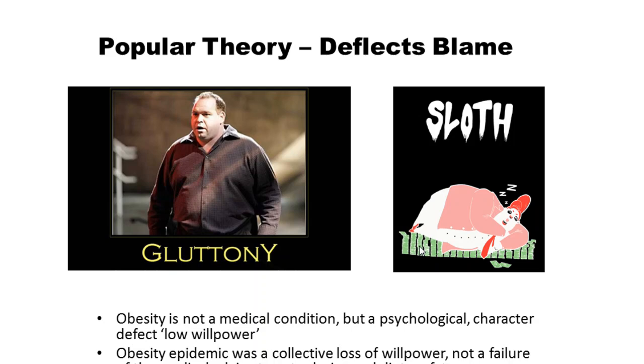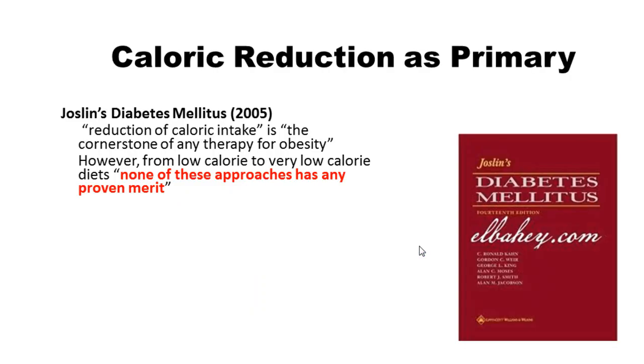And therefore, obesity is no longer a medical condition. It's some kind of psychological character defect of low willpower. That is, the obesity epidemic in North America was really just a collective loss of willpower. That's really what it was, right? It's like, that's sort of ridiculous. It didn't have anything to do with dietary advice to eat less fat. It was just a loss of willpower.